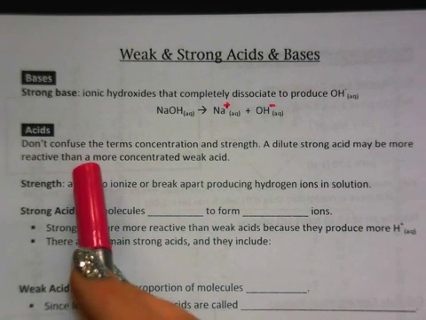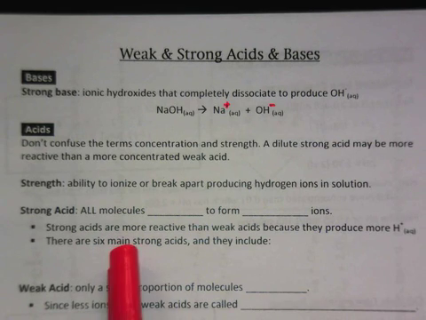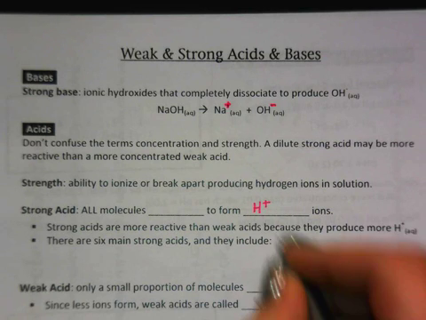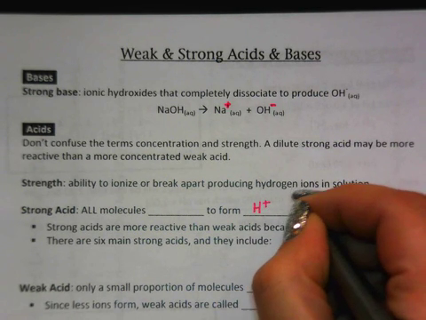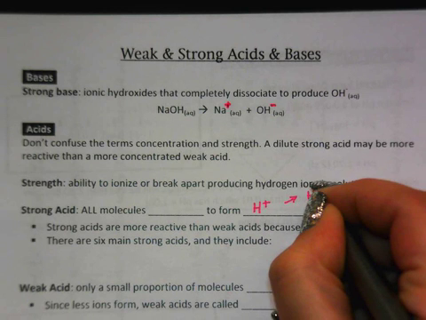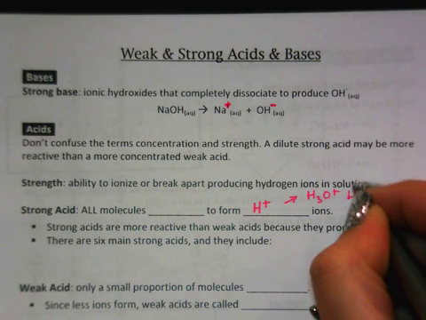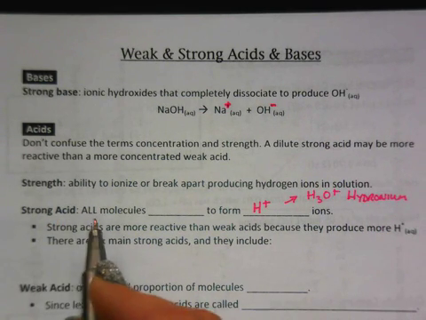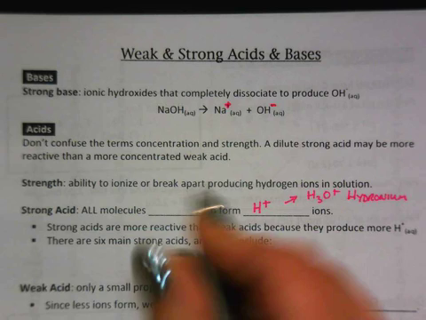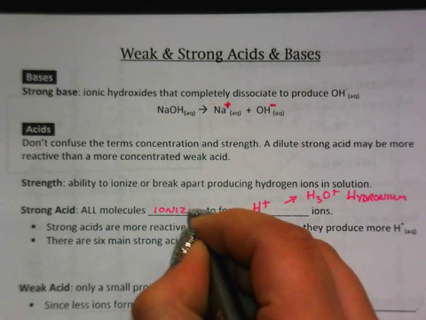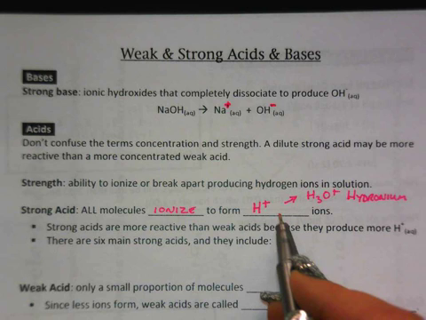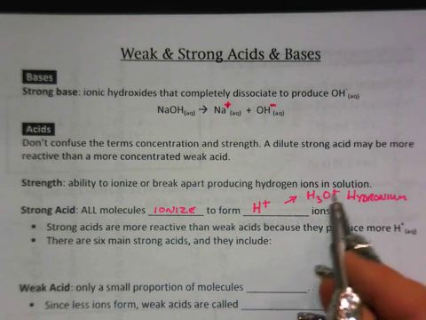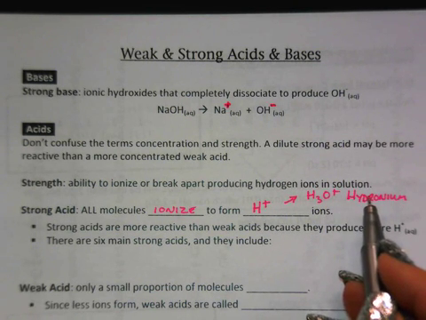An acid is something that dissociates to produce hydrogen ions. Really, this hydrogen ion is going to combine with a molecule of water and makes H3O plus, the hydronium ion. But a strong acid is one where all molecules will ionize to form H plus hydrogen ions, and those hydrogen ions will go on to connect with a water molecule to make hydronium, H3O plus. Okay?